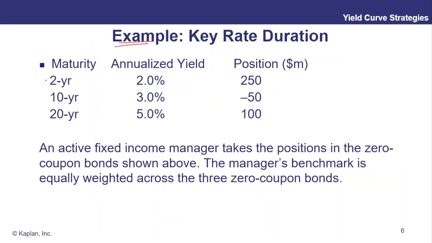We've got 3 maturities here. These are all zero coupon bonds. To simplify the analysis, they've only got one cash flow at maturity. The 2-year bond has an annualized yield of 2, the 10-year bond 3, and so on. You can read the table.